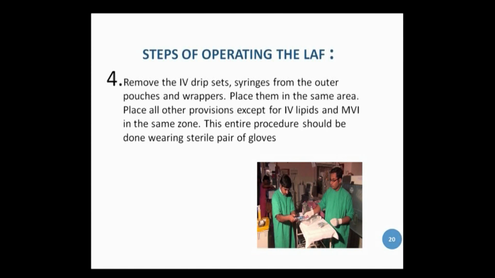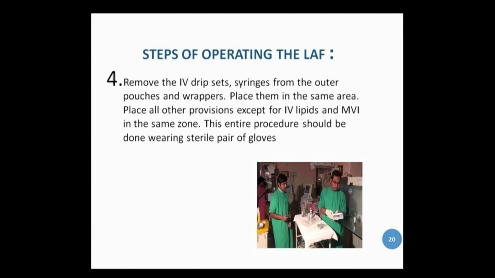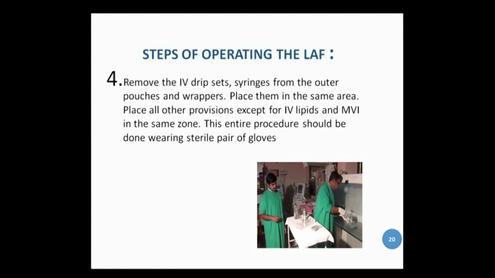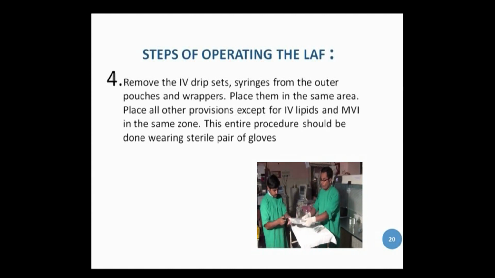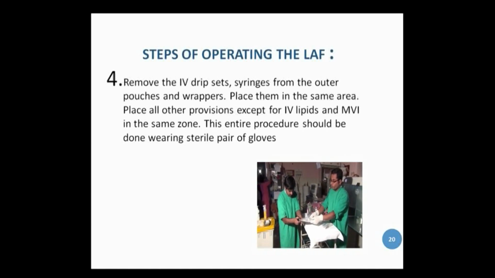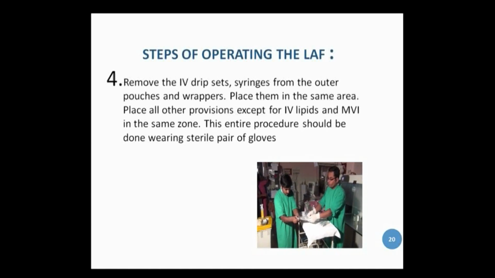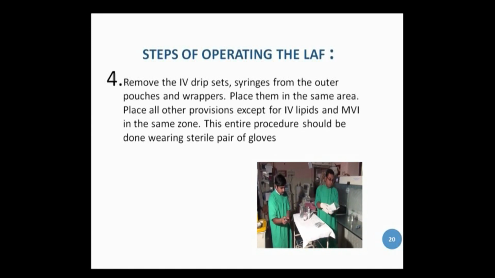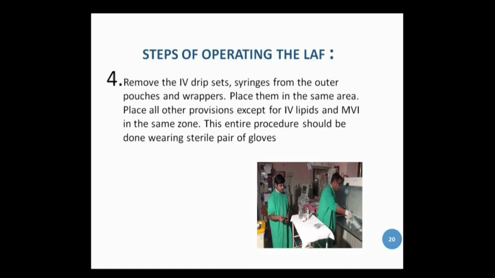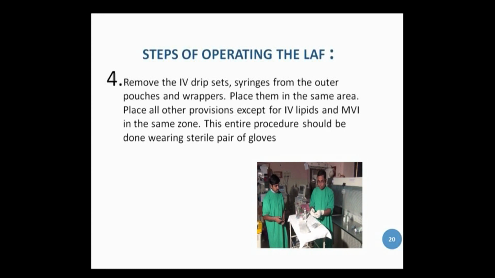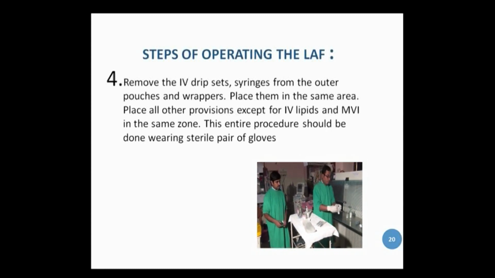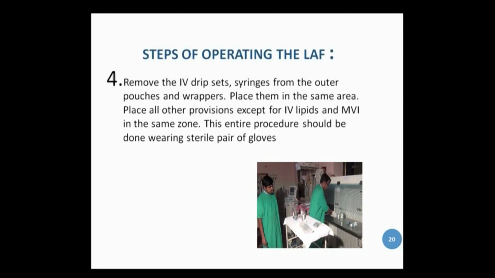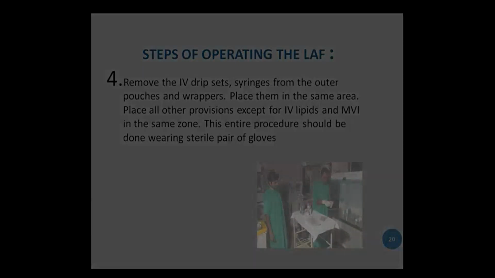Step number 4 is to remove the IV fluid drip sets and syringes from their outer commercial pouches and wrappers. Now place them in the same area within the laminar flow. Place all the other provisions except for the IV fluids and the MBI in the same zone. We are not keeping the IV fluids and the MBI initially because they are more photosensitive. This entire procedure should be done wearing sterile gloves.